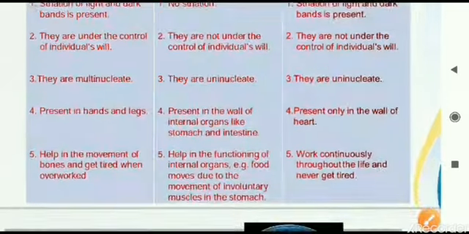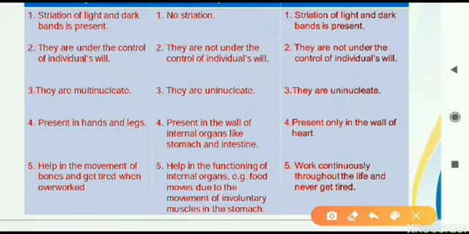Next, point number 4, where they are present. The voluntary ones are present in the hands and legs. That is why they are called skeletal muscles. Next, the involuntary muscles are present in the hollow, internal organs, like the stomach and intestine. These muscles are involuntary in nature. The third one, cardiac muscle, is in the walls of the heart.